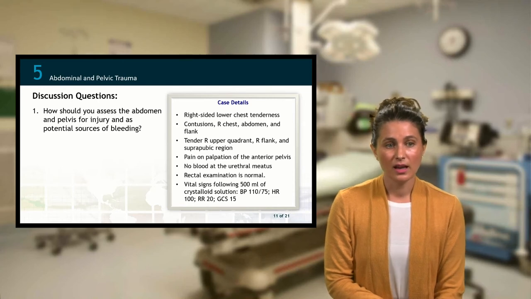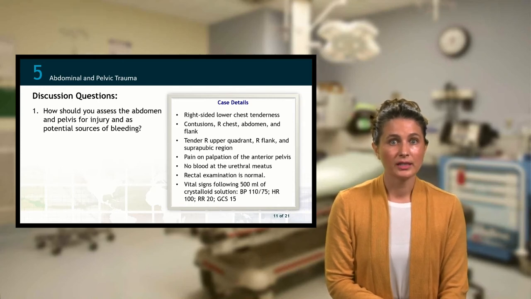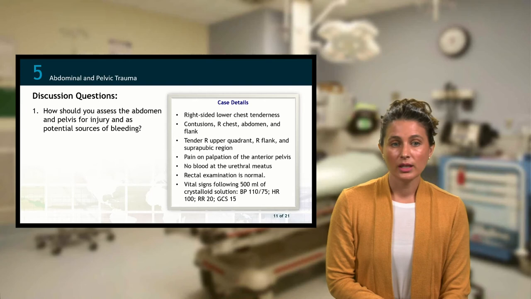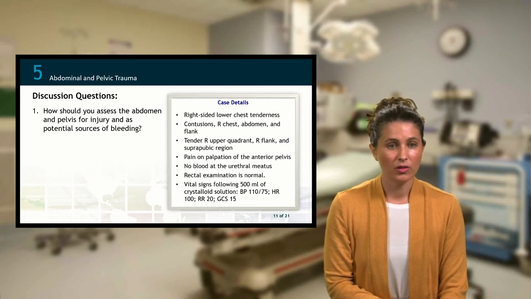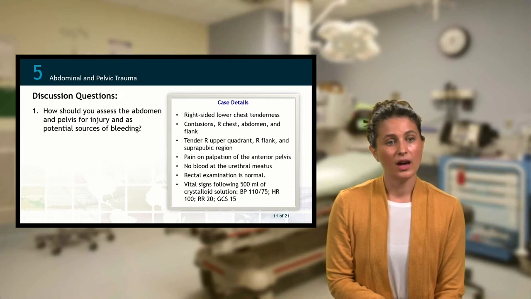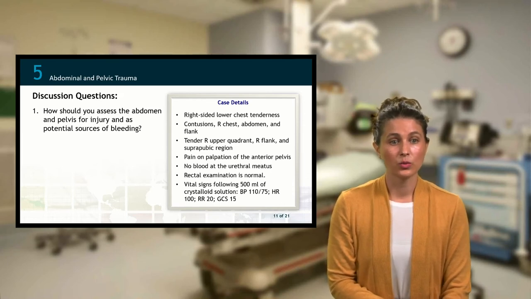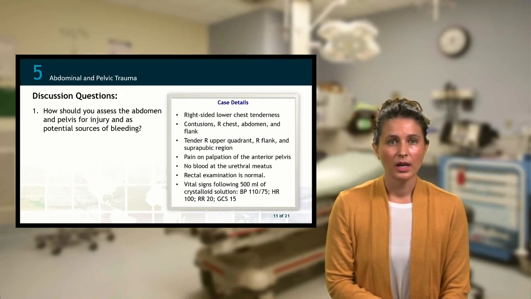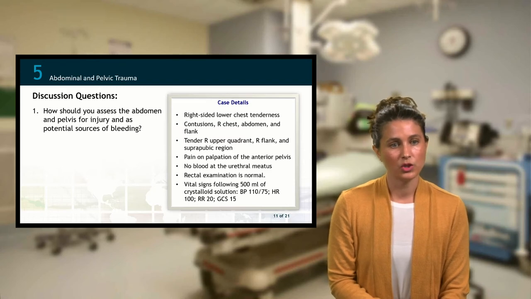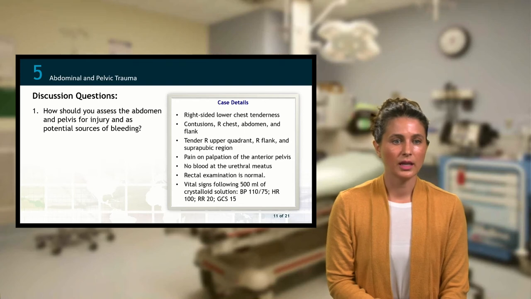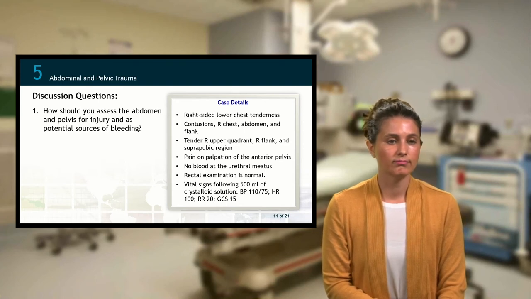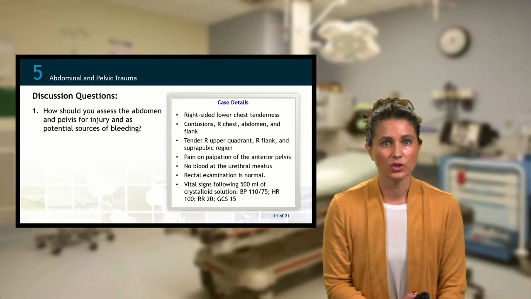Pelvic pain is a sign of a pelvic fracture, and you don't necessarily need to do a palpation of the pelvis. If the patient is complaining of pelvic pain, you can assume that they have a pelvic fracture until it's ruled out by plain films, and you can defer that examination as it's likely to just cause more pain for the patient and unlikely to change your management of the patient.